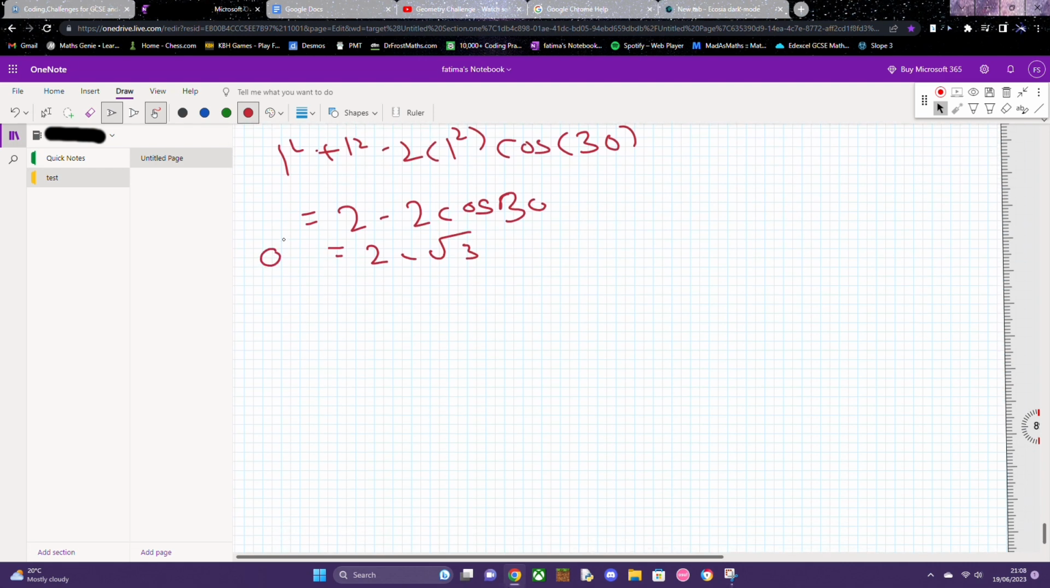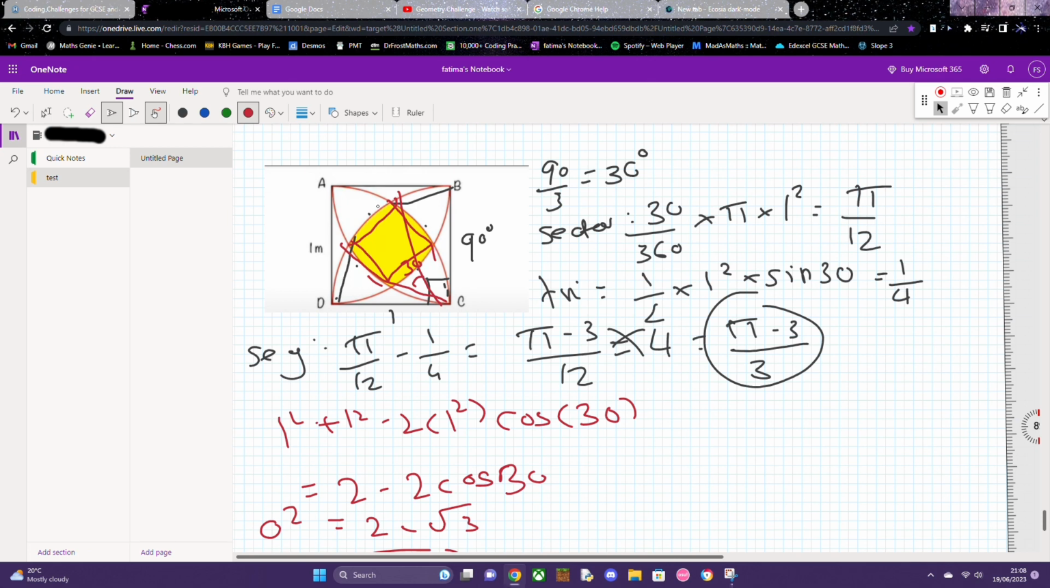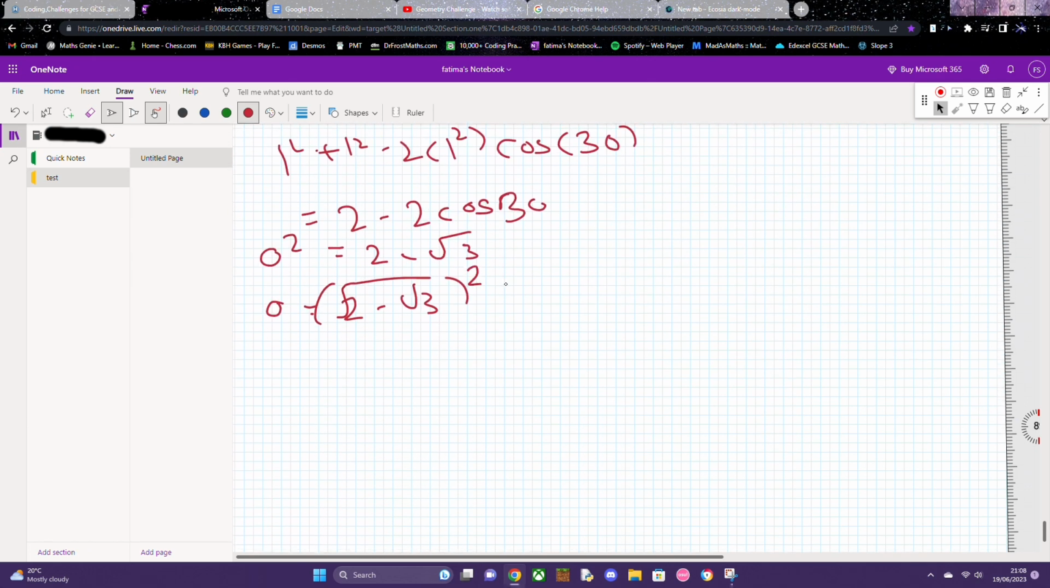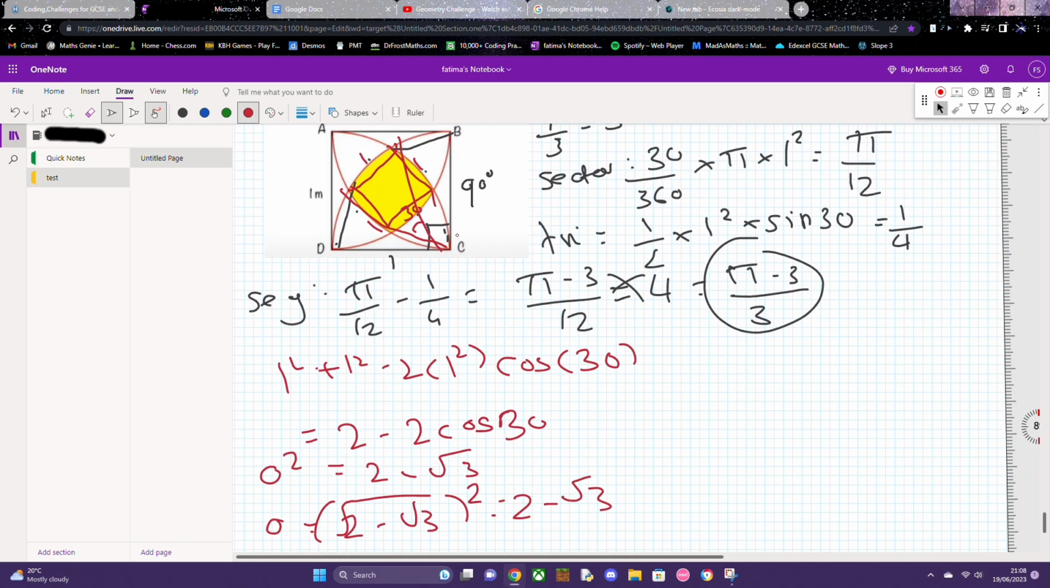That equals, I'm going to call it opposite squared. So, what we do to find the opposite is just take 2 minus root 3 and square root that. But over here, the area of a square is length times length, and since the lengths are the same, you just square this, which gives you back 2 minus root 3. So we have 2 minus root 3 as the area of the square.